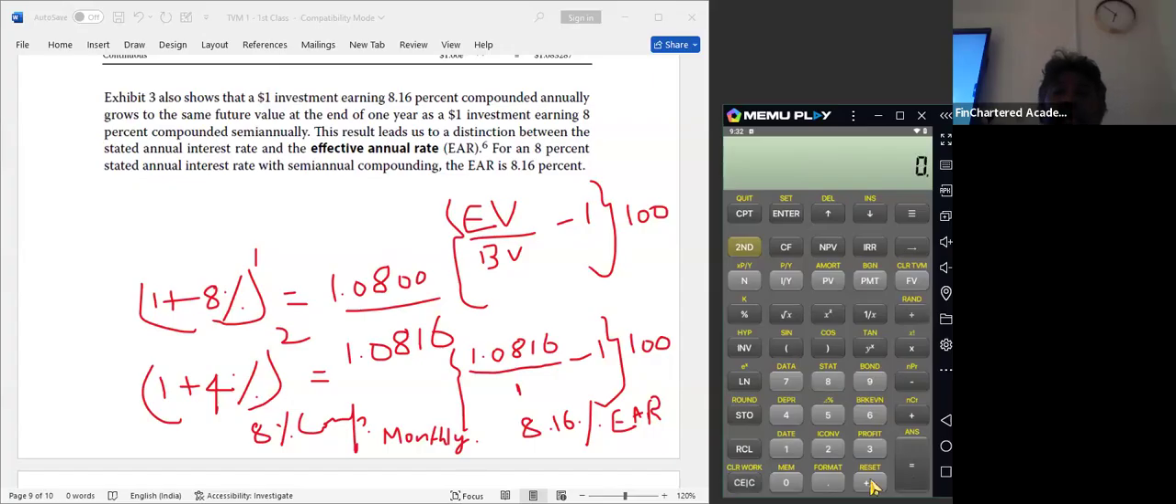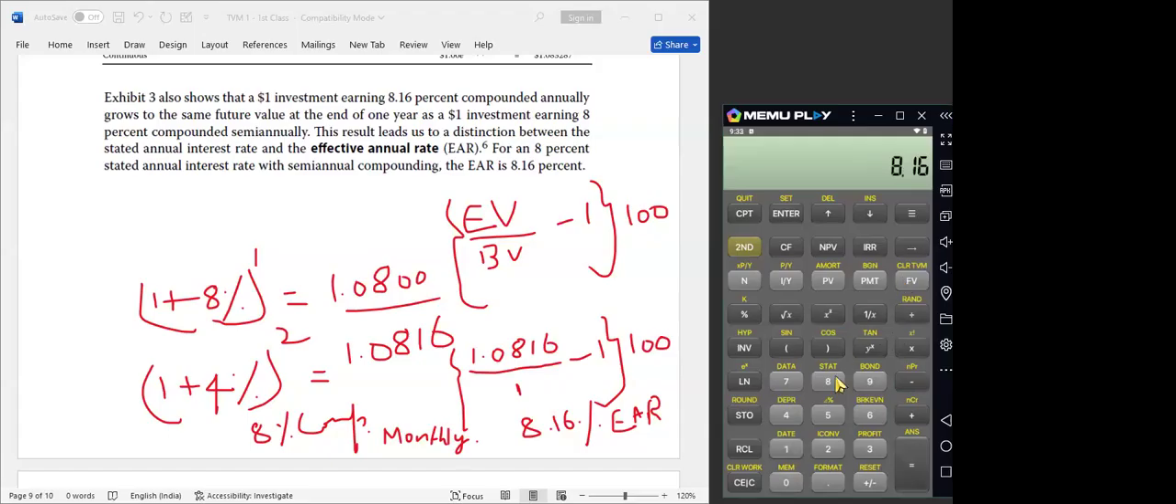If I take that in decimals, I would take 8% divided by 2, so that will be 0.04. And then I will have to add 1 to it, and square it up. This is how I got this. This is the ending value divided by the beginning value is 1, and then minus 1 into 100. This part fine, Bharati? 8.16 is fine?